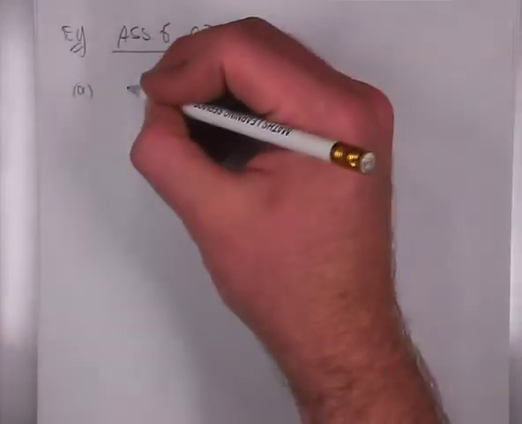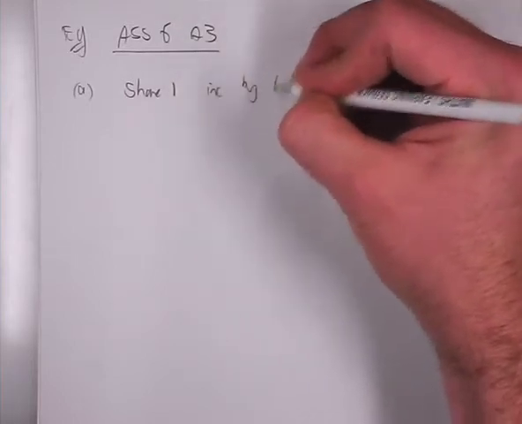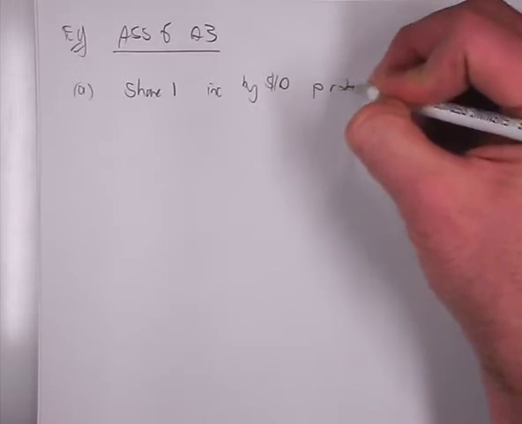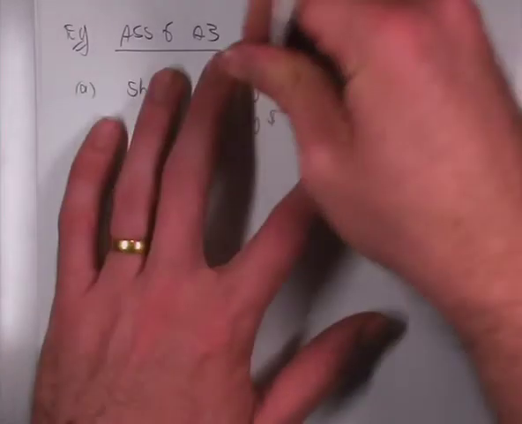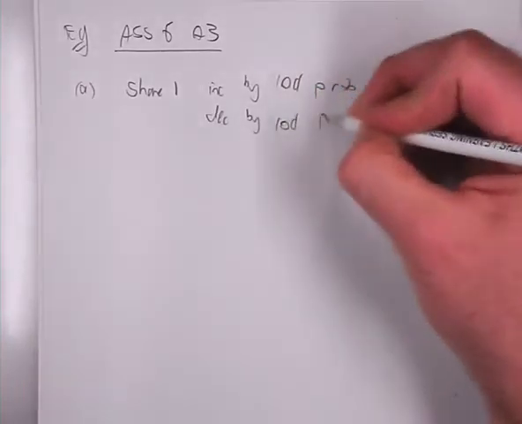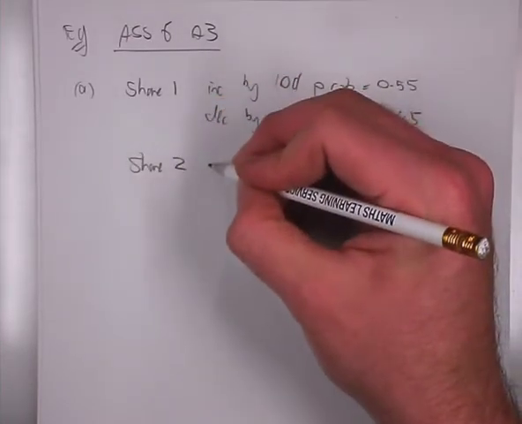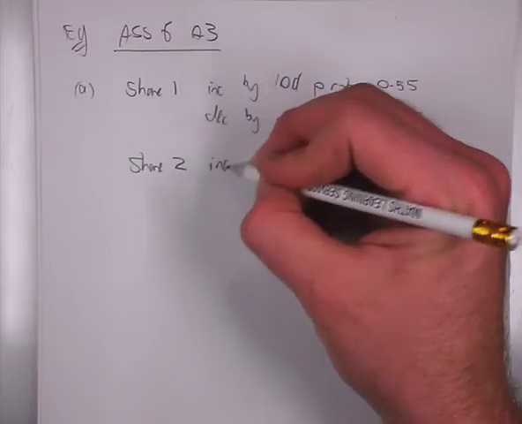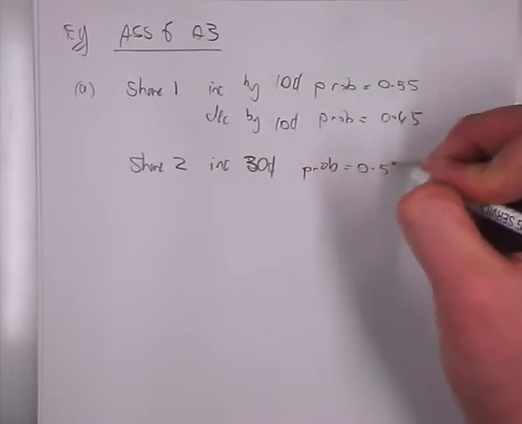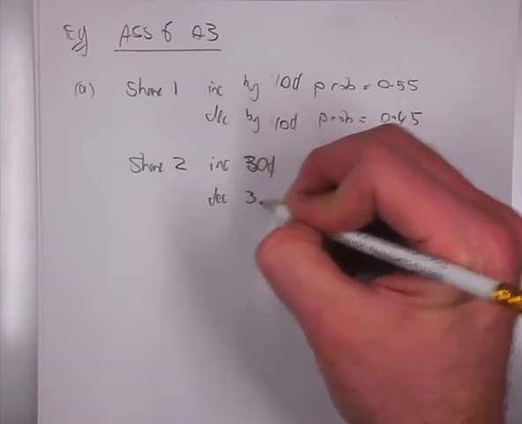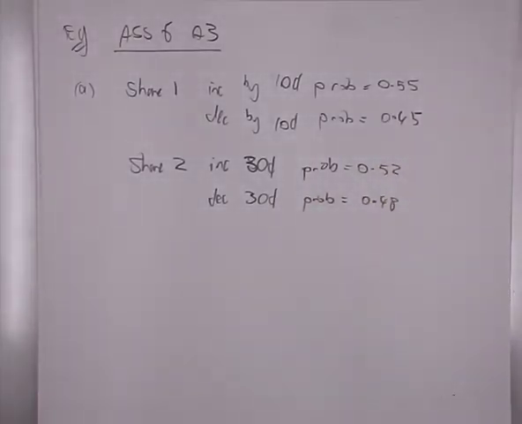So question A. So we had share 1. Increases by 10 cents, the probability is 0.55, or decreases by 10 cents with probability, I suppose, 0.45. And share 2 increases by 30 cents with a probability of 0.52 or decreases by 30 cents with probability of, I suppose, 0.48. Okay, cool. Just so I've got the information down.